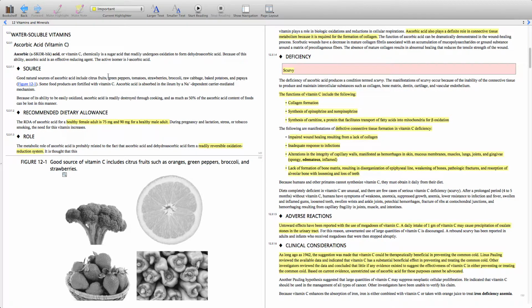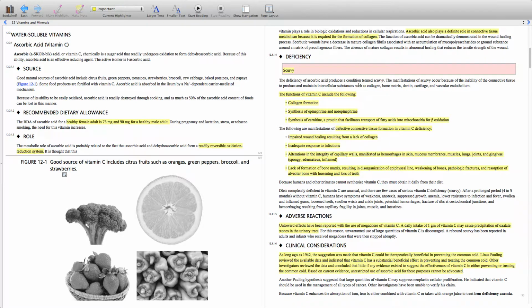Sources, we all know that citrus fruits, green peppers, tomatoes, strawberries, broccoli, lots of fruits and vegetables, okay? Recommended daily allowance for a female is 75 milligrams to 90 milligrams for a healthy male adult. Its role is a readily reversible oxidation reduction system, and it also plays a definite role in connective tissue metabolism because it's required for the formation of collagen.